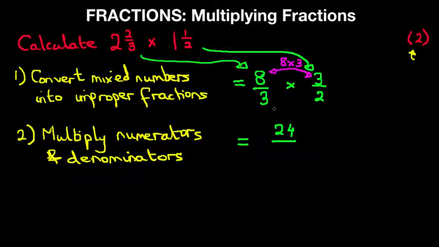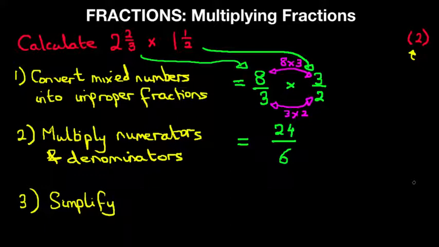Now we can multiply the denominators, which is 3 times 2. 3 times 2 is 6. So this now becomes 24 over 6. Now I'm sure you know what the third and final step is. This is simply to simplify if required.